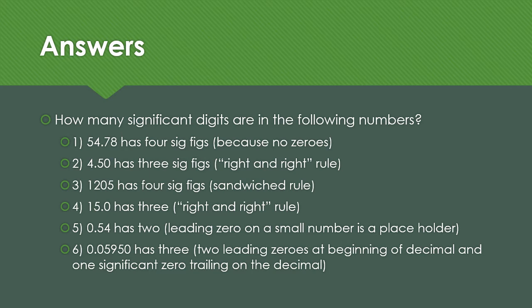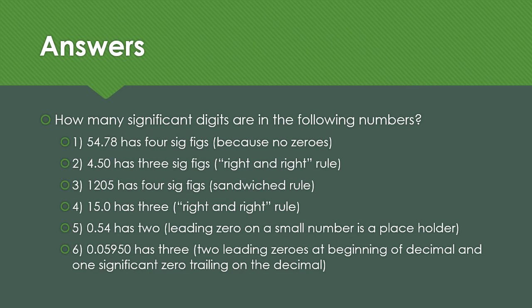Why did I include the 0 there? I could just as easily say 4.5 and have the same value, but not the same significance and the same precision. So it was included, it is important, it is a significant figure. In the number 1205, we have a sandwich 0, and so there are 4 total significant figures. In the number 15.0, we again have a 0 that is after a decimal and to the right of a significant figure, and so there are 3 total significant figures.